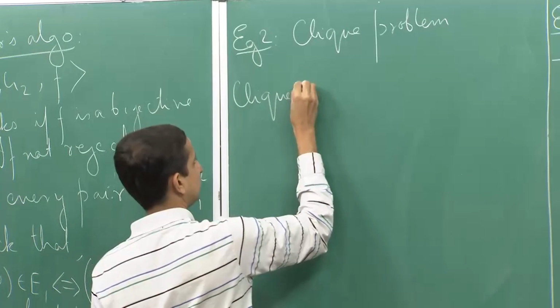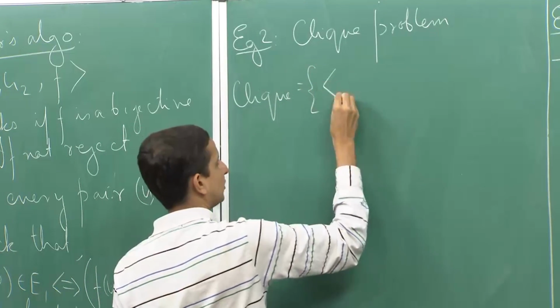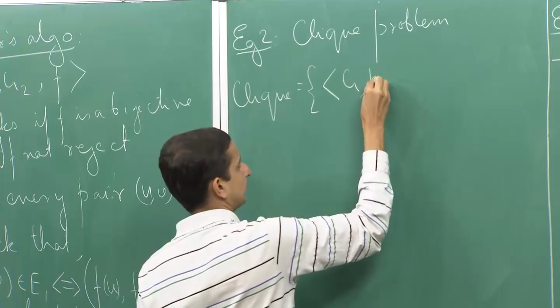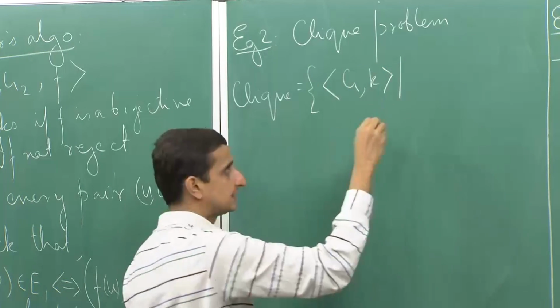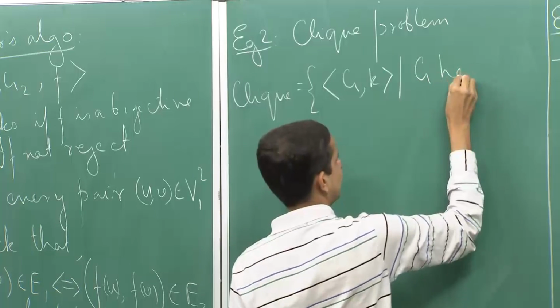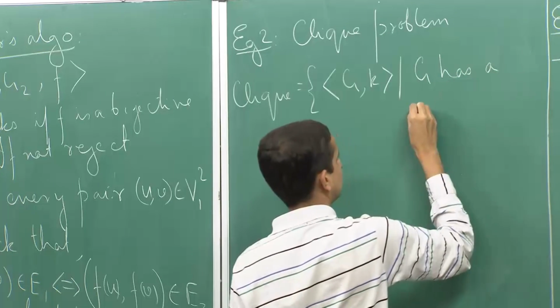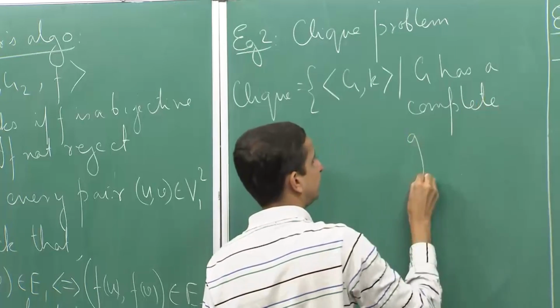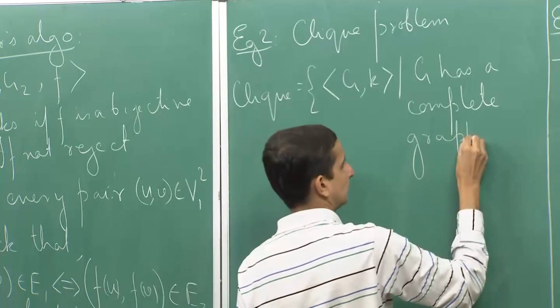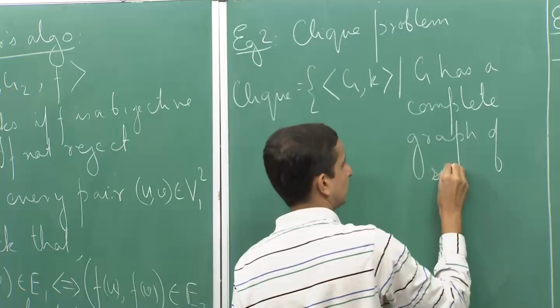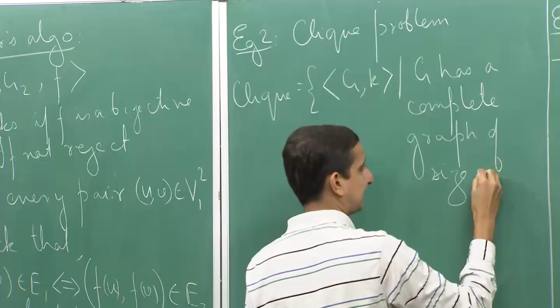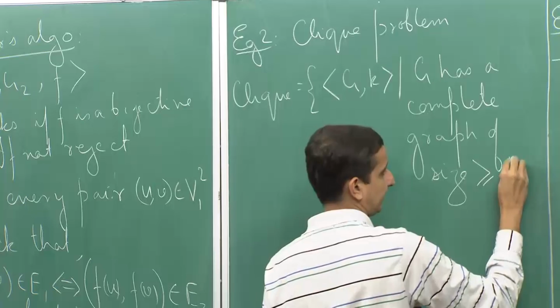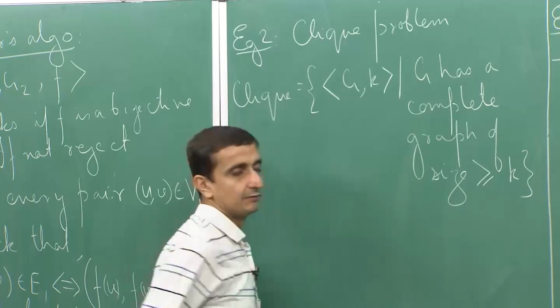So, we define clique as the language of pairs of the form G comma k such that G has a complete graph of size at least k. It can be more than k also. So, it is greater than or equal to k.